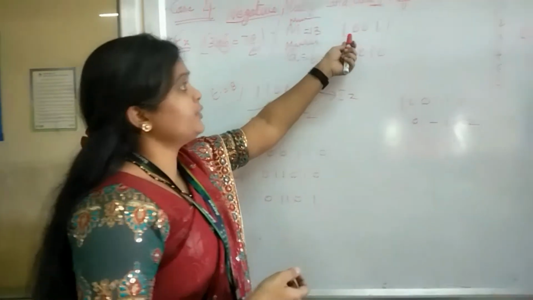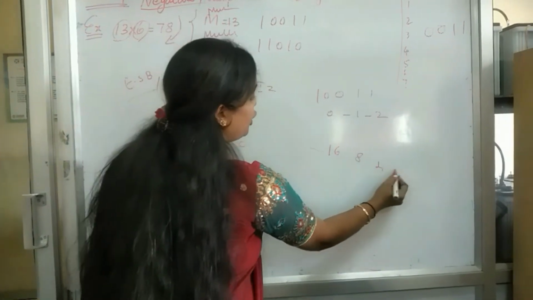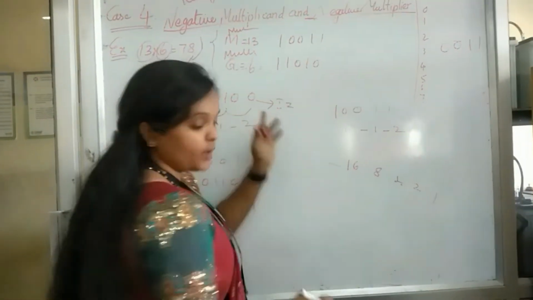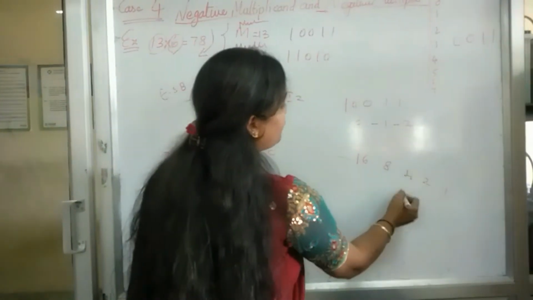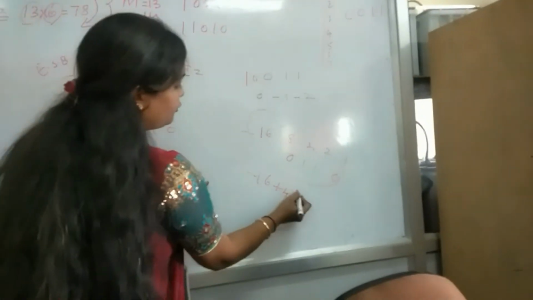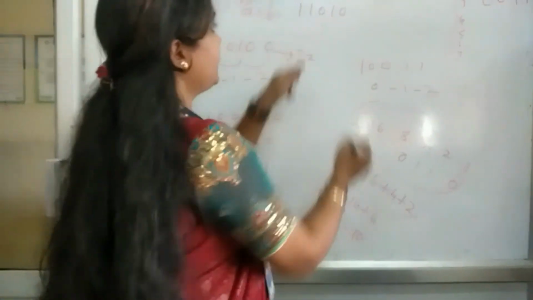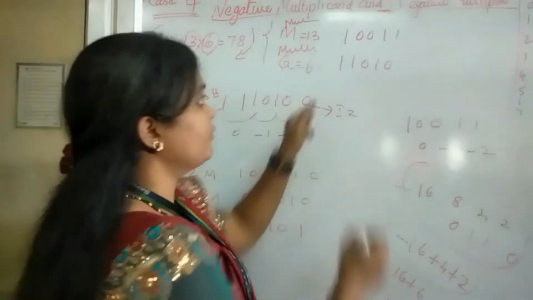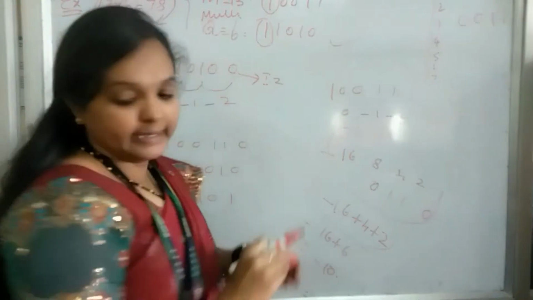Here in this minus 13, we know very well how to take this: minus 16, 8, 4, 2, 1. This we already know, and how to take 6? 6 means 4, 5, 6. So minus 16 plus 4, 4 plus 2. So how much? It is minus 10. I am taking 10, and this one is negative, so I am using 1 here. This is negative, I am using 1 here. So my first rule is completed.